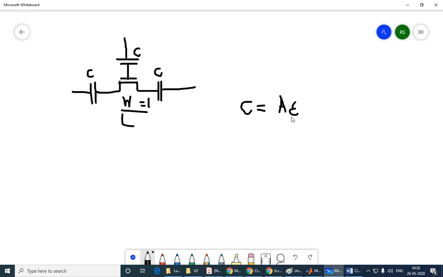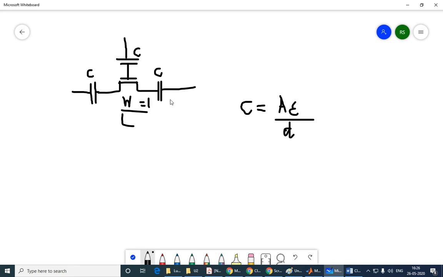Now if I change the W by L, the equation for capacitance is C equal to A epsilon divided by D. And in these capacitances, D is the distance between the parallel plates. So for the gate capacitance, it is the distance between these two. Okay. And if I'm changing my transistor's W by L, that's not going to change because that generally stays the same for any particular technology. So the D is not going to change much.